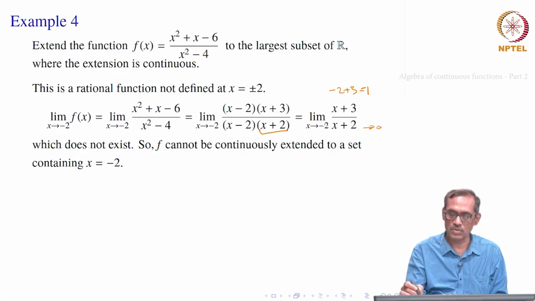So, the limit as x goes to minus 2 from the left is minus infinity, and the limit as x goes to minus 2 from the right is infinity. So, the limit does not exist.